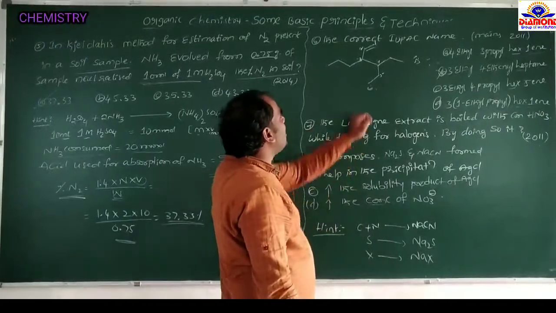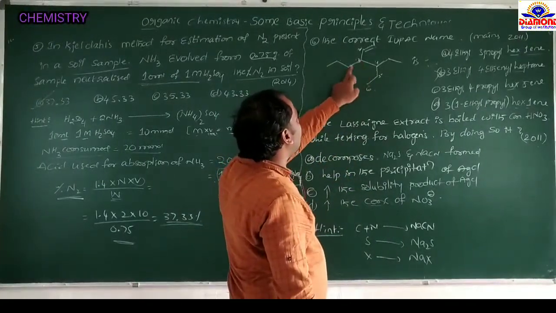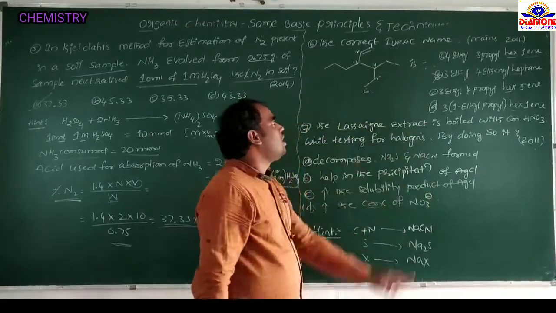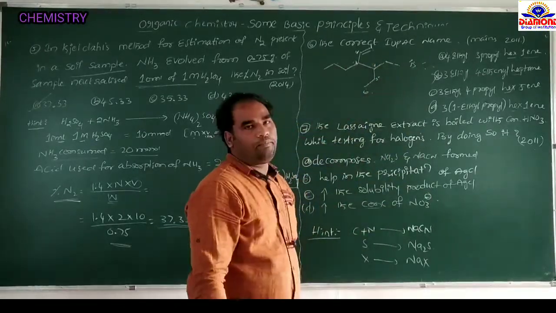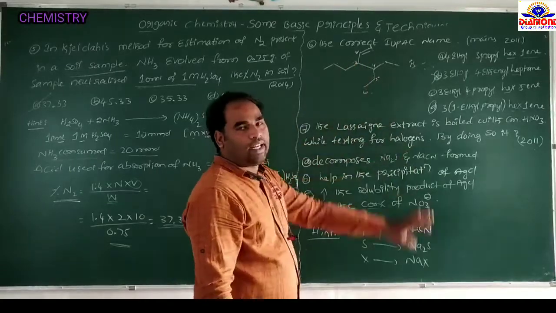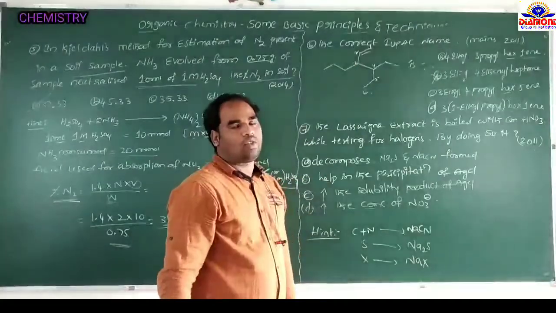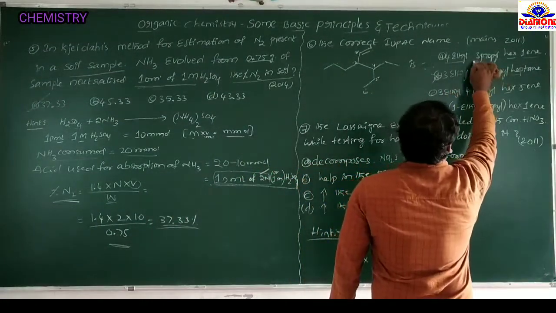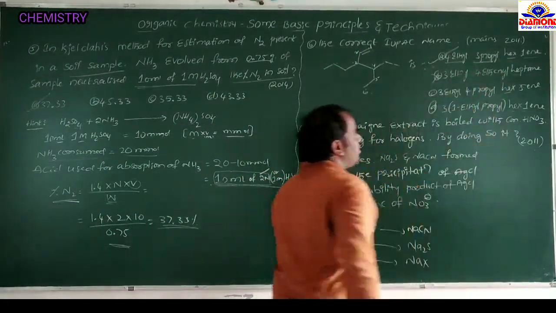Next, the third carbon on this side contains a propyl group and the fourth carbon contains an ethyl group. So 3 propyl, 4 ethyl. In these two, by alphabetical order, ethyl is first. Therefore, 4-ethyl, 3-propyl, hex-1-ene is the answer.